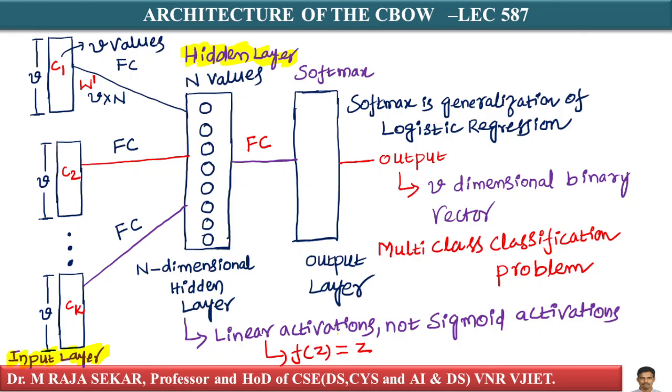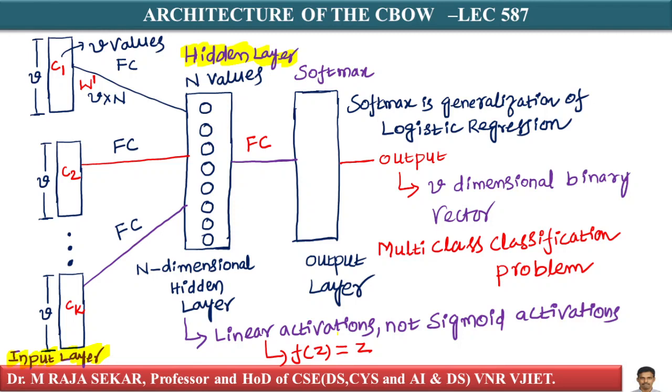So this is your architecture. This is the architecture of CBOW. You have a softmax layer here with V activation units. How many activation units do you have here? It has to generate a V dimensional vector, because it has to generate a V dimensional output.